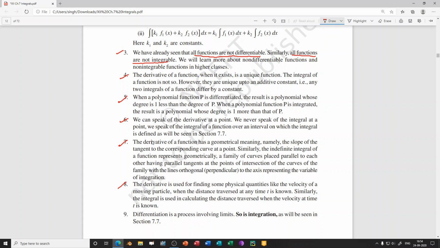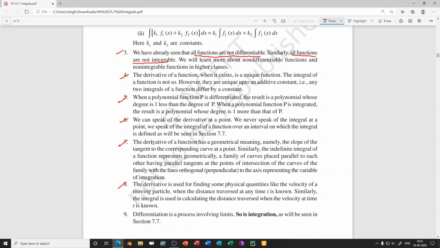So 8th point is the derivative is used for finding some physical quantities like the velocity of a moving particle when the distance traversed at any time t is known. Similarly, the integral is used in calculating the distance traversed when the velocity at time t is known. So they are opposite, they are inverse of each other. Here the derivative is used to find the velocity, and integration is used to find the distance.